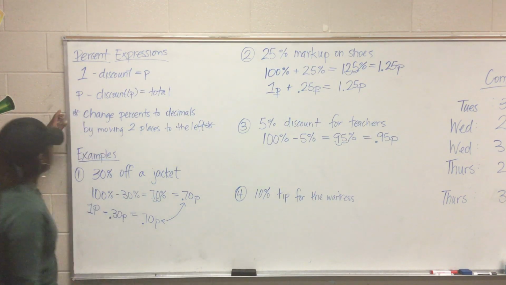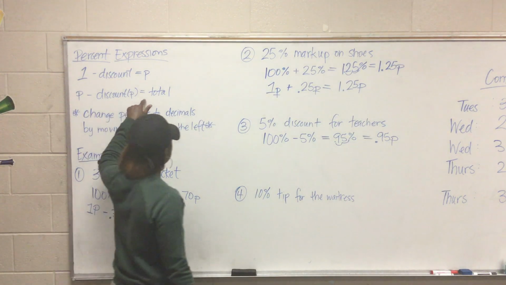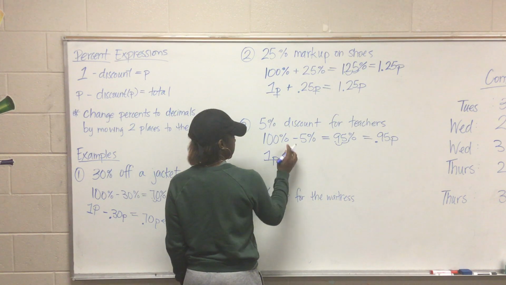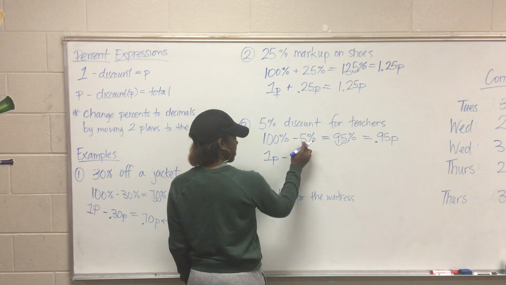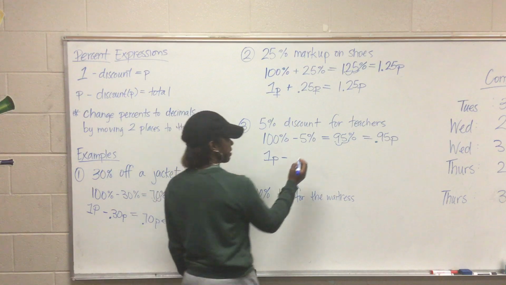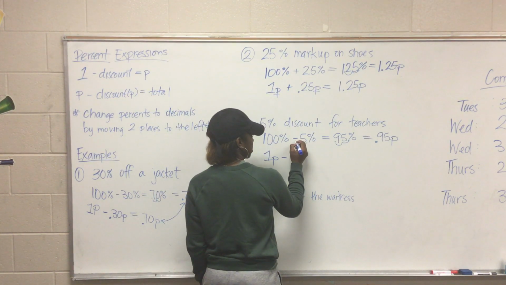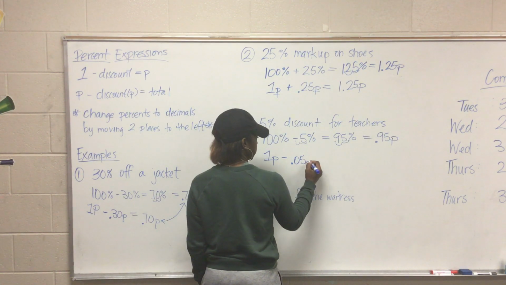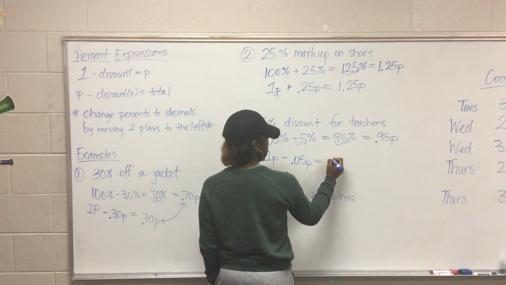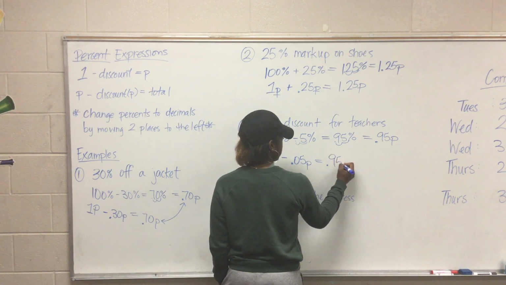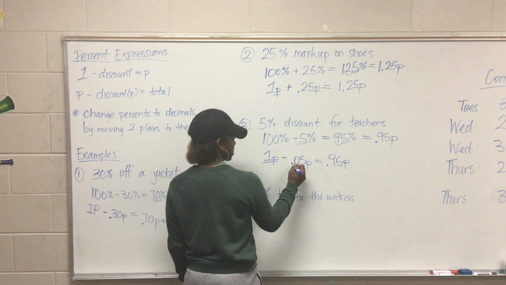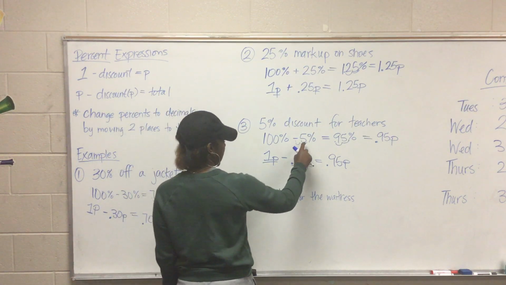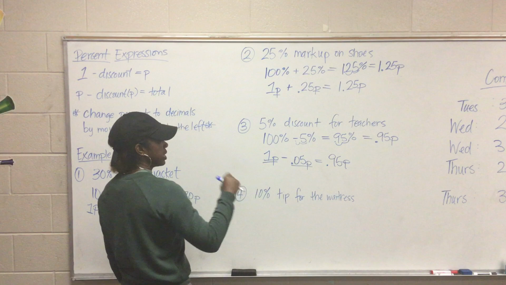Now, if I wanted to start with P minus discount times P to give me my total: P, understood 1 in front, minus, if I wanted to turn this into a decimal, I still have to move it twice, which means my decimal is 0.05. We don't want to mess up here. P. Then that'll give me 0.95P once I combine the like terms. When 5% is changed to a decimal, it's 0.05.